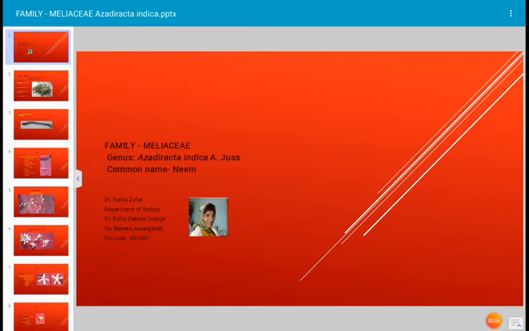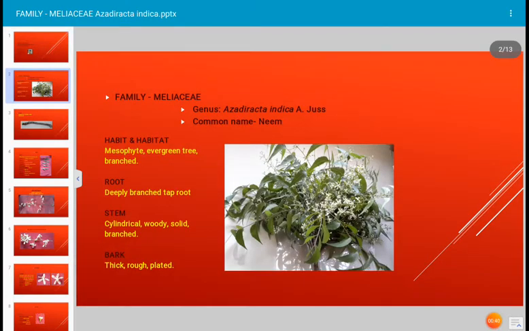It is a large evergreen tree, but in severe drought condition, it sheds off its leaves. The branches are widely spreading and it is a mesophyte. What is a mesophyte? That requires a moderate amount of water to grow and survive. It grows up to 20 to 25 meters in height and it is branched. Root system is deeply branched, deep root system. It is a highly branched taproot system.